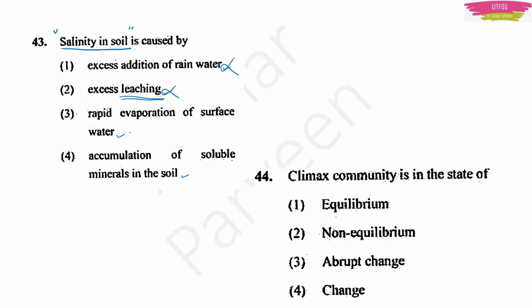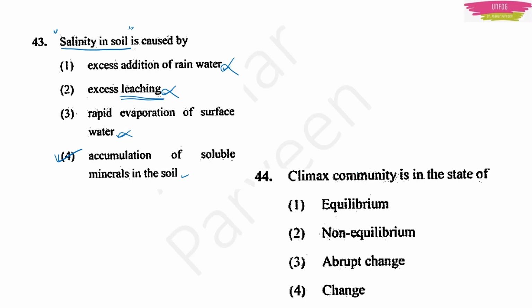Then we have rapid evaporation of surface water. Even this does not cause salinity in soil. Now, next, 4th, we have accumulation of soluble minerals in the soil. That is what we read in the definition, right? The definition said the increase in the concentration of salts in soil, right? So, increase means accumulation only. Accumulation of soluble minerals in the soil will cause salinity in the soil. So, the 4th option is the right answer.